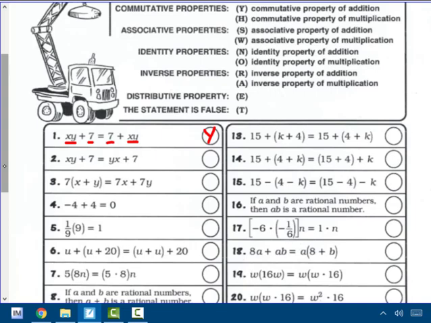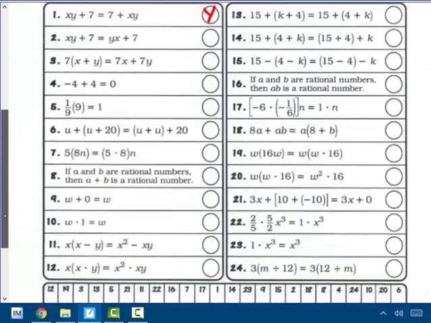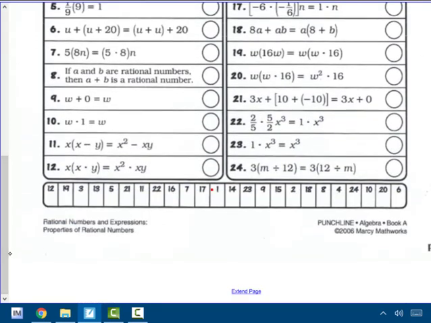I know that says XY, just pretend it's an 8. 8 plus 7 is the same thing as 7 plus 8. Okay, no, it's not an 8. It's an XY. So don't let the letters, the algebra, confuse you. They just changed the order of adding. So number 1 is Y. So down in the code here, I'm going to put a Y where number 1 is.